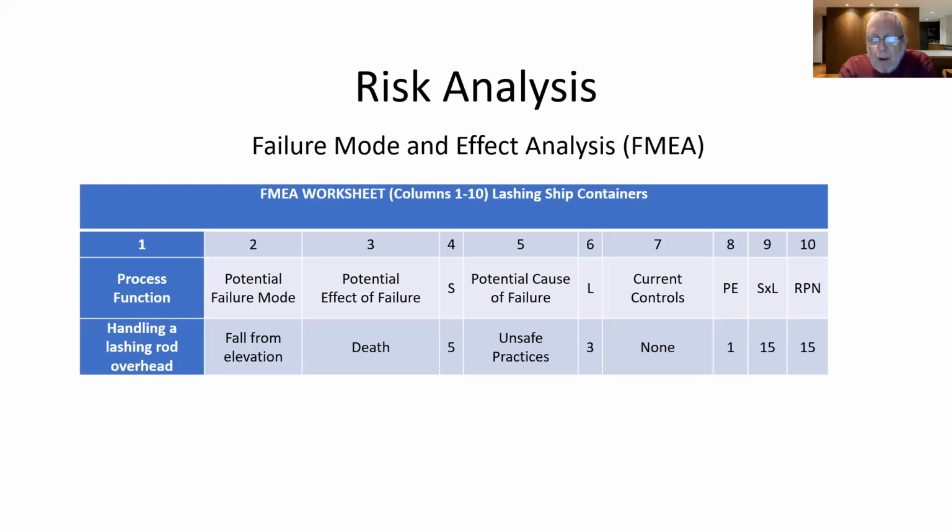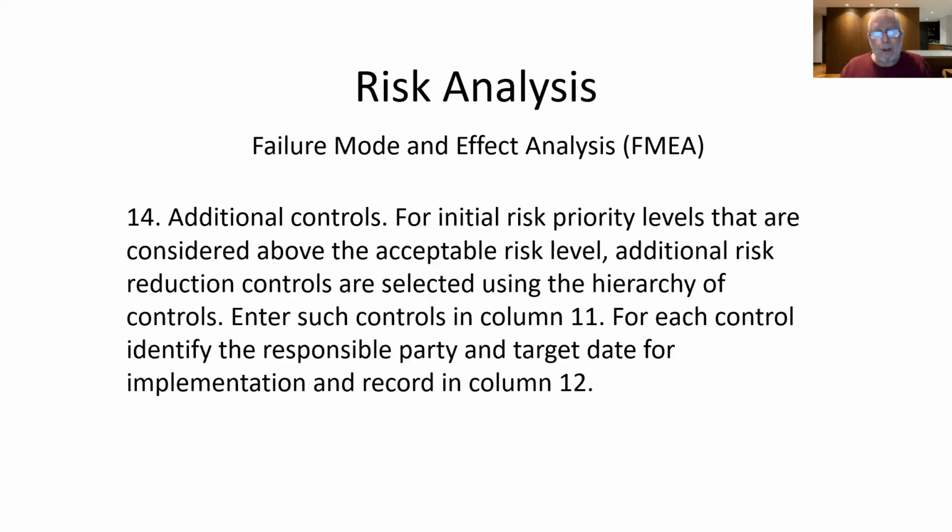So S times L is 5 times 3, which is 15. Now you take the S times L and divide it by the PE, and that's how you get the RPN. That sounds like high school algebra, doesn't it? And so you get 15. Well, 15 is pretty high, isn't it? And I would say so too. Somebody's up on top of something with no controls whatsoever. I'd say it'd be pretty hazardous. So they're looking at this and say, man, this is hazardous. We got to do something about it.